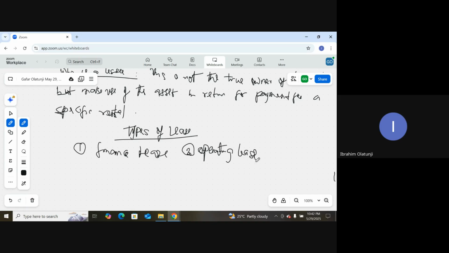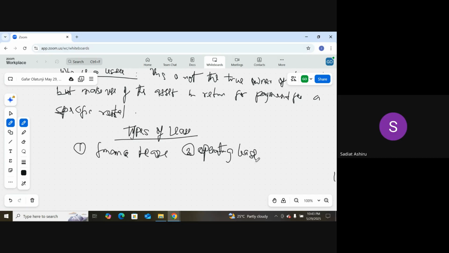Another attribute that we can talk about under operating lease is that the lease contract includes a maintenance agreement. In that lease contract, you have to include a maintenance agreement, and under that agreement the lessor maintains and services the leased asset. Do you get my point now? Unlike finance lease, where you transfer the risk and reward to the lessee.